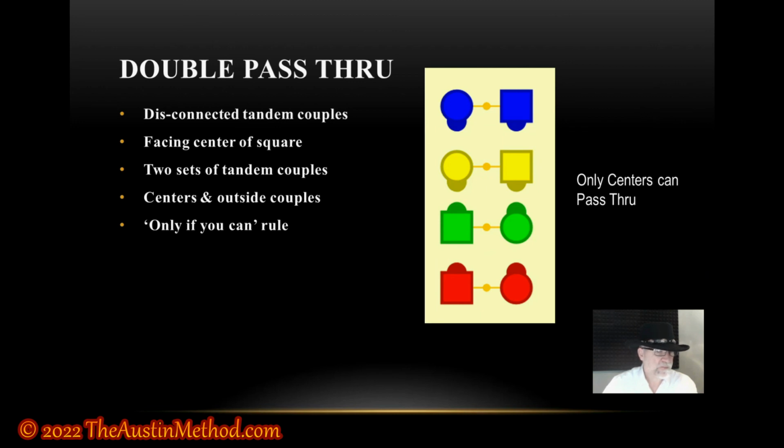There's a rule called only if you can. So if a call were given that's performed by facing couples, only the centers can do something given to facing couples. So that's the only if you can rule.